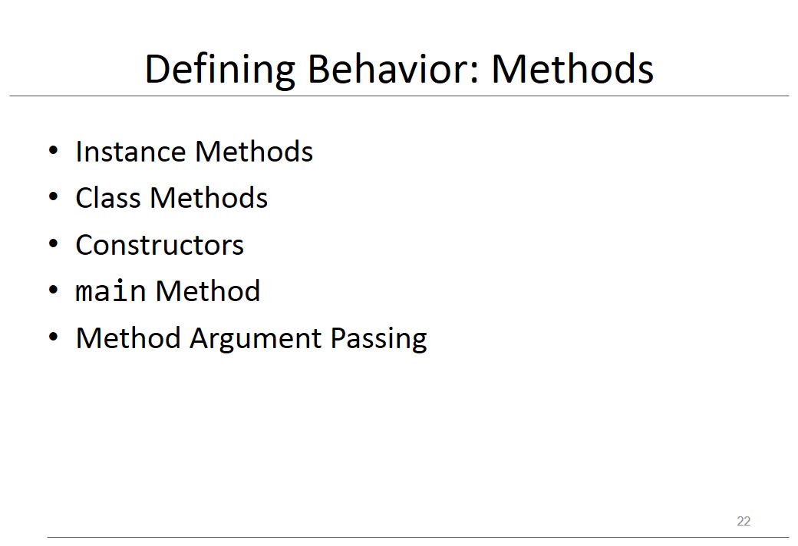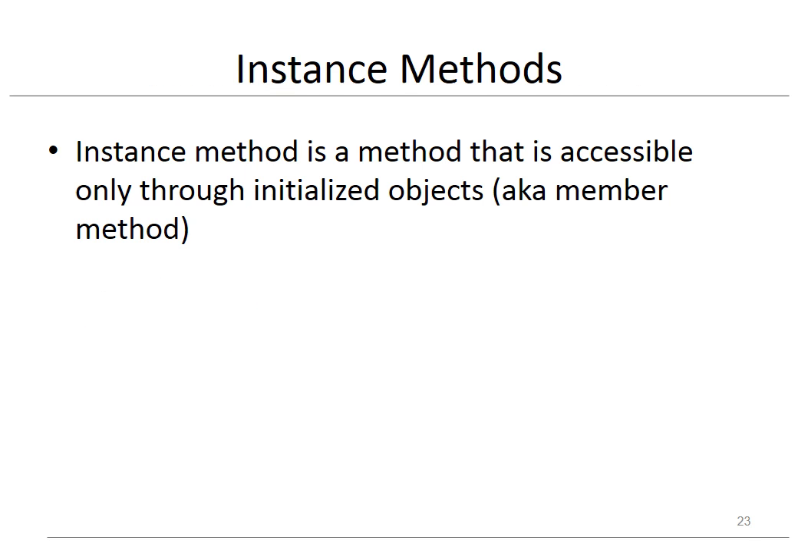Let's now get a closer look at the behavior of a class, or in other words, its methods. Just as with variables, we will first discuss instance and class methods. This will be followed by constructors and the main method, which we already briefly introduced. We will also zoom into method argument passing. Similar to instance variables, an instance method is a method that is accessible only through an initialized object. It is also referred to as a member method.